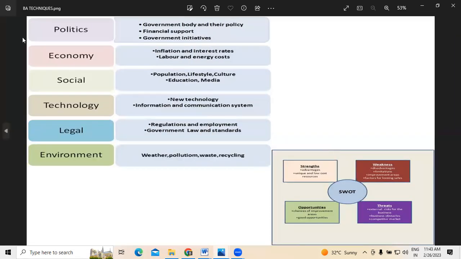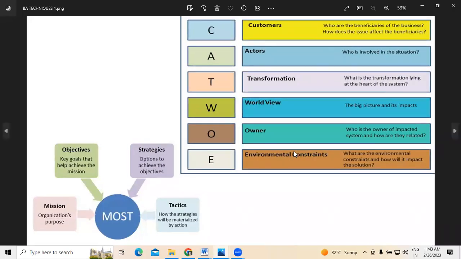These are only screenshots. That's it. This is political, economical, social, SWOT, all that. And these are actually the generic things. Even in my MBA, I have gone through it. CATWOE is something new for me, but others are quite generic. If you Google it, you will get that.